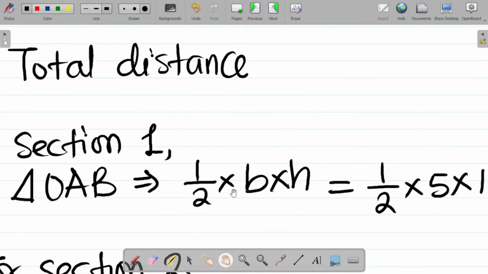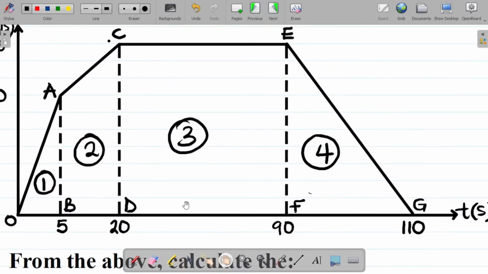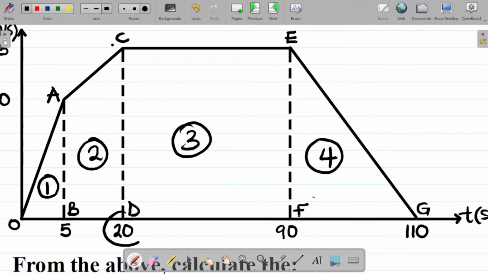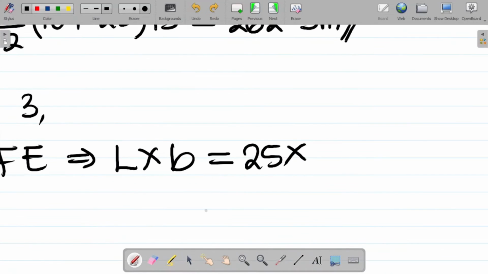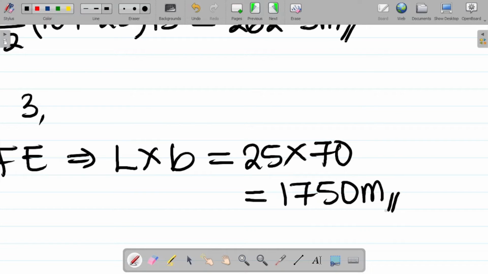For the breadth, we're taking the distance for breadth of section 3, distance from this point to this point there, and we're having that as 90 minus 20, and that's equal to 70. So the value there is simply 70. So this times the breadth is 70. So I have this as 25 times 70, and the value here is about 1750 in meters.